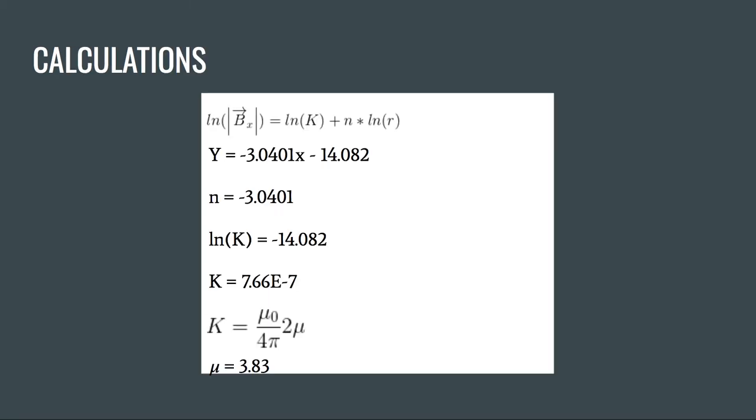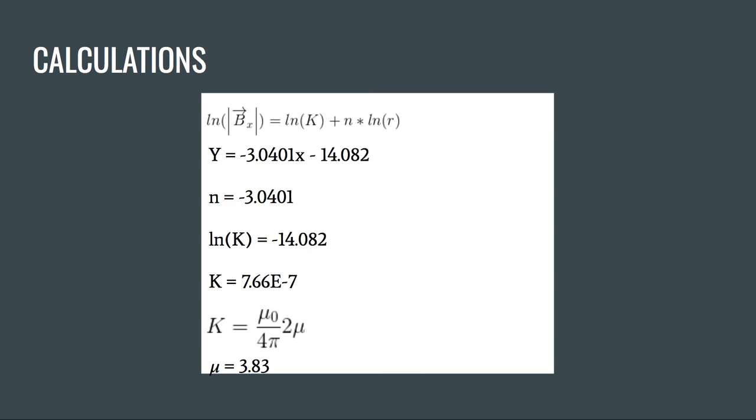The calculations used to find mu are shown here with the linearization equation. As said before, n was found with the slope, and the natural log of k was found with the y-intercept. By solving for k, we found that it was 7.6610 times 10 to the negative 7, and by plugging this into the equation that k is equal to mu naught over 4 pi times 2 mu, mu is found to be 3.83.